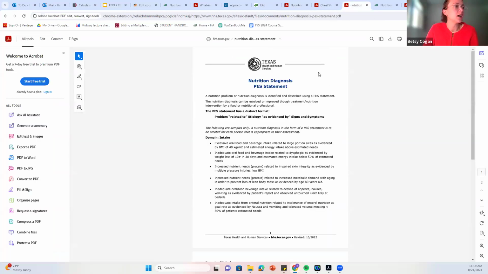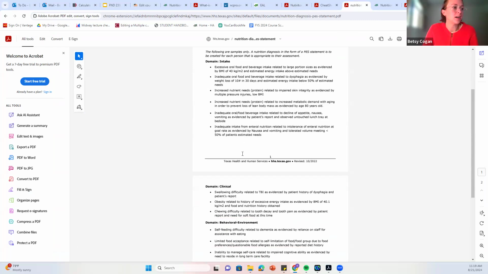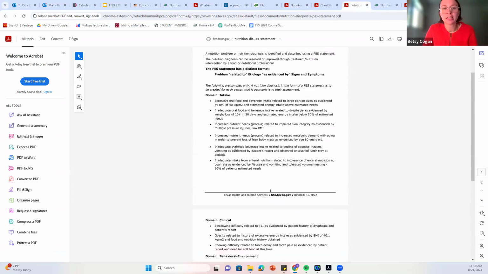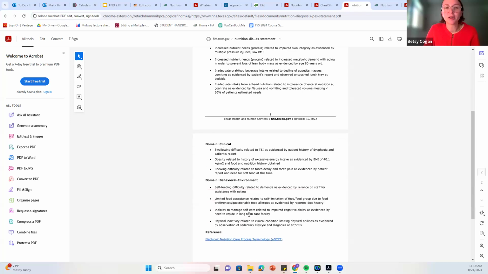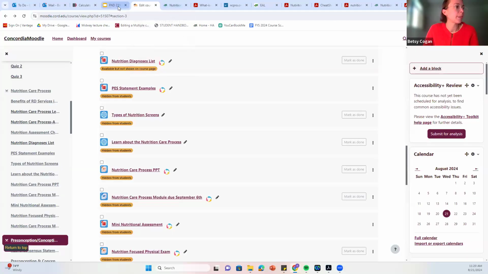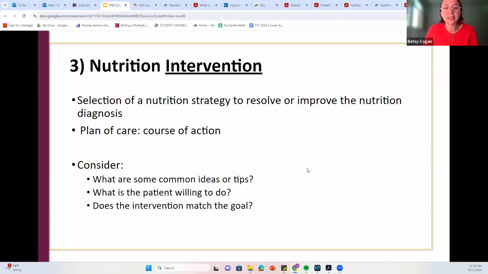And other resources on Moodle. So here I have more PES statements that maybe are written per different category within the diagnostic terminology. So this is for an intake domain, the clinical domain, all these different PES statements to help us get proficient in thinking about different ways that we can write about nutrition diagnoses.